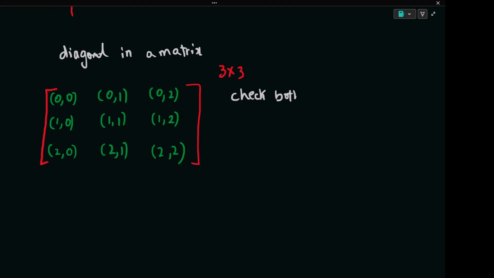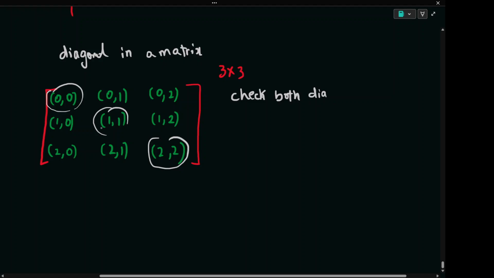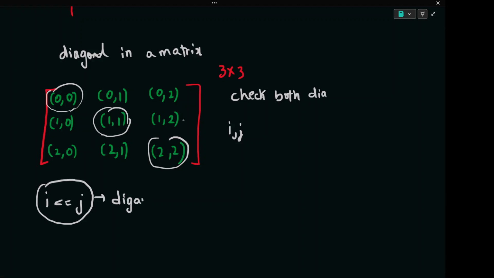Okay, now the first thing is to check both diagonals. Let's check this diagonal, this, this, and this. So what do you observe here? Is there any observation I can make with the indices i and j saying that this is a diagonal? Can anyone answer? i equals j. Correct, exactly. When i is equal to j, can I say this is the diagonal? Right, we can say that is a diagonal.